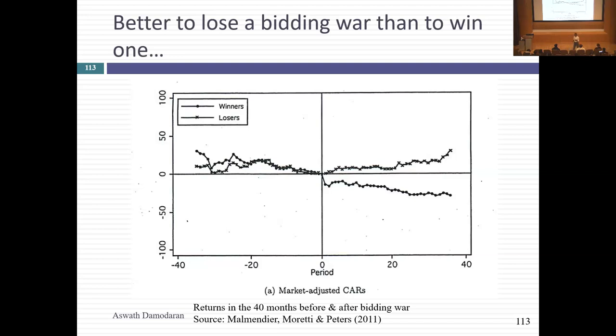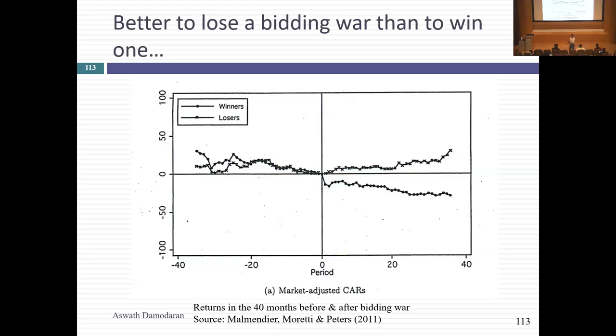This is what happens to the stock prices of the two companies. Day zero is when the winning or losing happens, the day in which you decide who the winner is. And this is the stock price after. One of these is the winner's stock price, and one of these is the loser's stock price. Which one of those two do you think is the winner of the bidding war? One, obviously, the stock price goes up after the event. One, the stock price goes down. Which do you think is the one that won the bidding war? The one that went down is the winner of the bidding war.